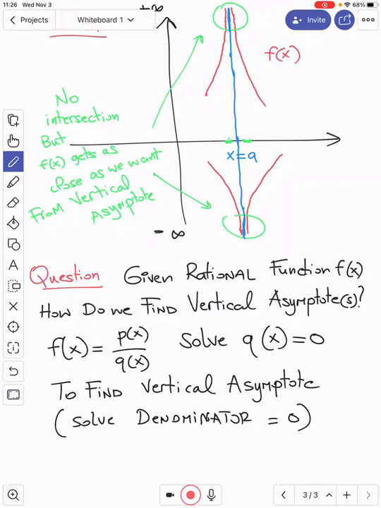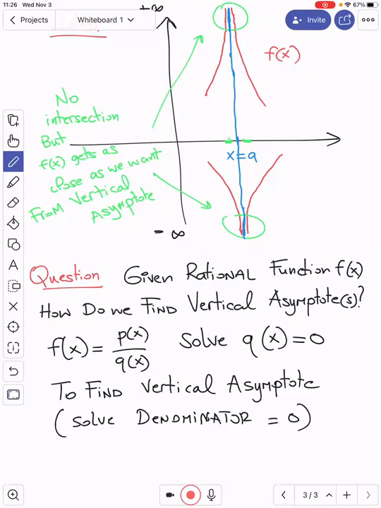Any questions so far, guys, about the vertical asymptote? As I said, this section is kind of tricky. Rational functions are not easy to graph because of the vertical asymptote and horizontal asymptote. But we're going to try to do a lot of examples, of course. So that's the definition of vertical asymptote. And again, all you have to do to find vertical asymptotes is solve the denominator equal to 0.